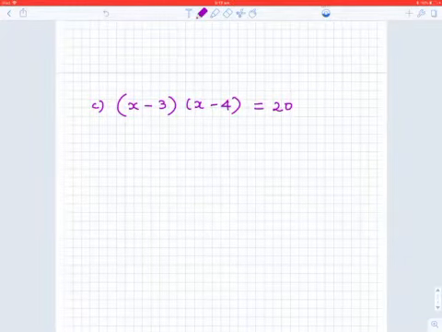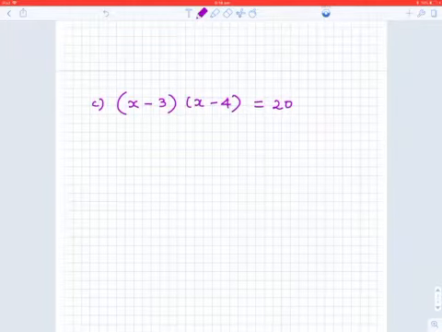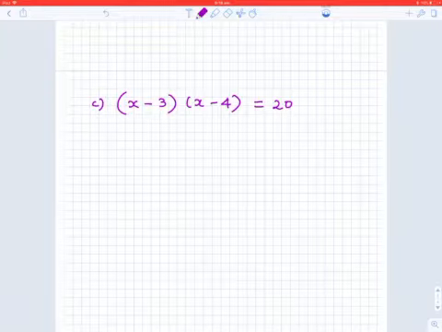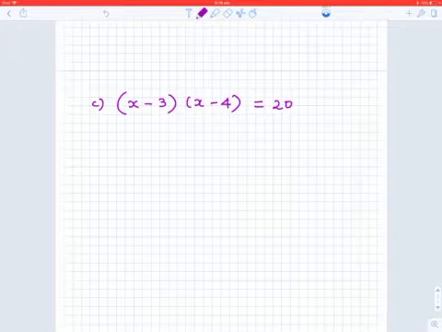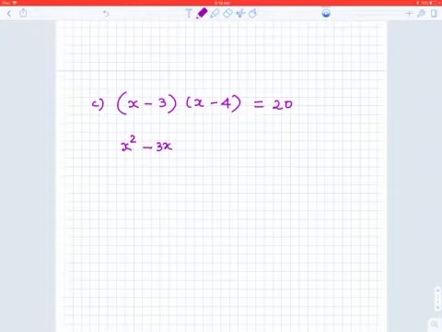We have one more question. Quickly we do that. Now before we do that, we think, oh, it's already in factors form, so the answer is x equal to 3, x equal to 4. It is not, because I have 20 on my right hand side. So what you have to do is expand the bracket and then make it into the standard form of ax squared plus bx plus c equal to 0.